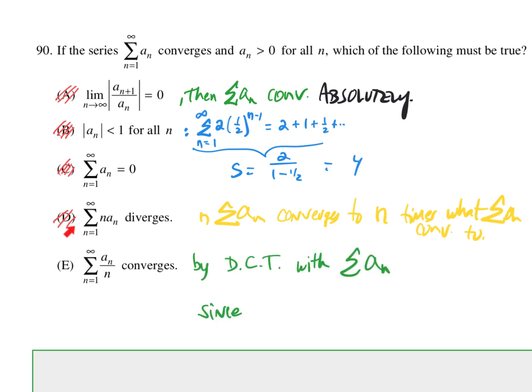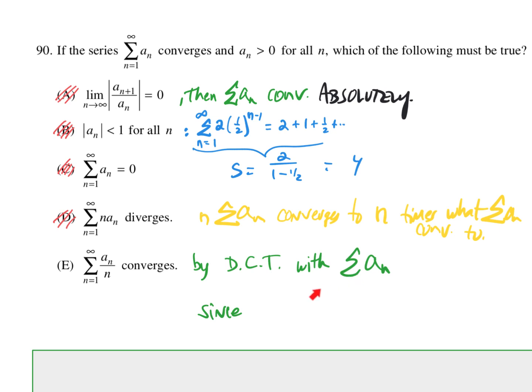And this is just multiple choice. So by process of elimination, we've got the answer. It's E. But let's suppose we needed to explain this, maybe in the FRQ section. Then, since we know that this series converges, we can prove that this series converges using the direct comparison test with the known converging series.